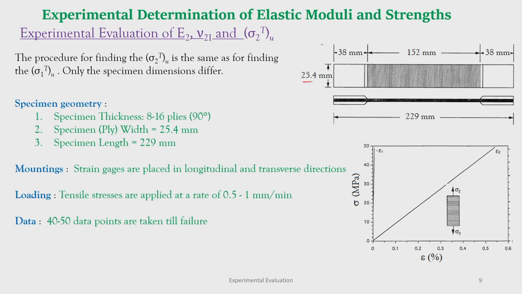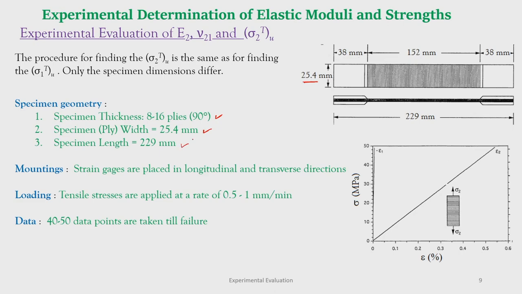What is the difference? You can see here that compared to the longitudinal tensile testing specimen, the width of the specimen is more. Here the width is double. Also, the thickness of the specimen, earlier it was 6 to 8 plies of 0 degree, now it is 8 to 16 plies of 90 degree, because we are trying to find out the transverse properties. So, the width and thickness are increased to increase the failure load. Otherwise, they are very poor in the transverse direction. Therefore, if we make it thinner, the failure load will be much less, and you may not get much time before it fails. The specimen length remains the same.